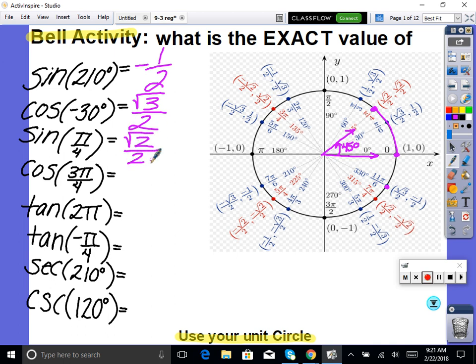Did we get it? Okay, cosine of 3 pi fourths. Do we agree? Because we can go over it if we need to. If not, we're just going to keep going.